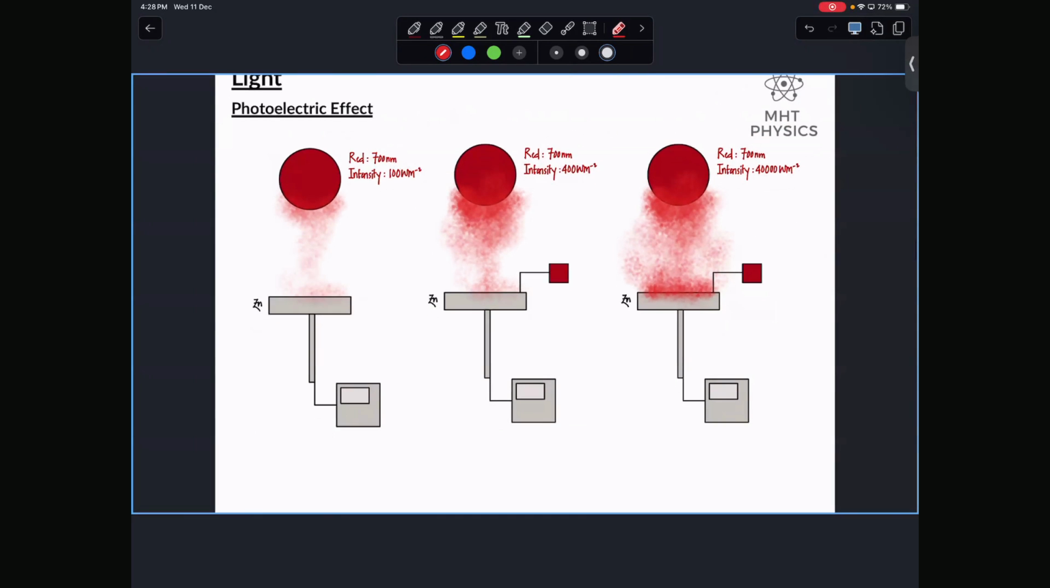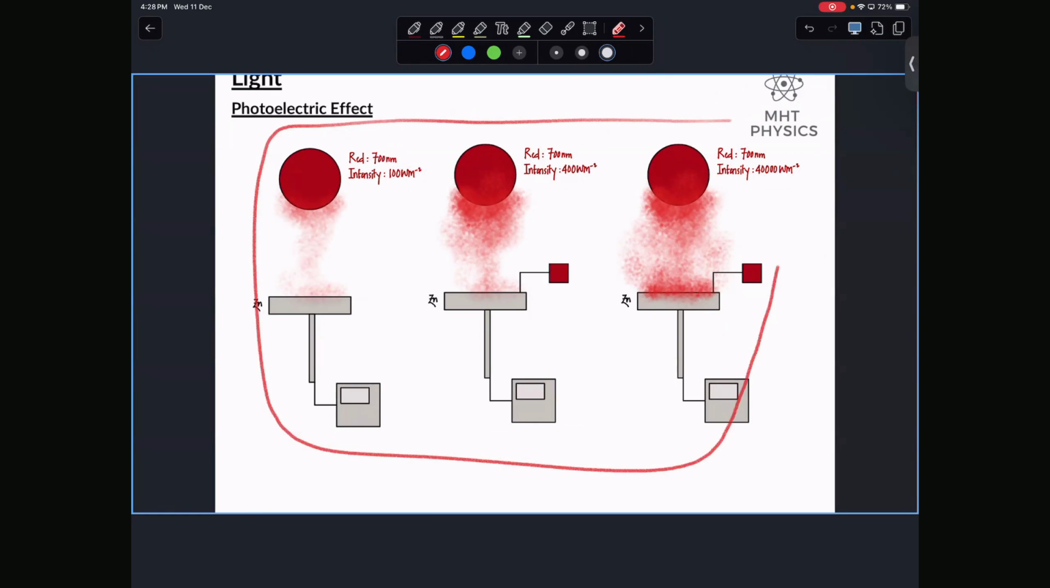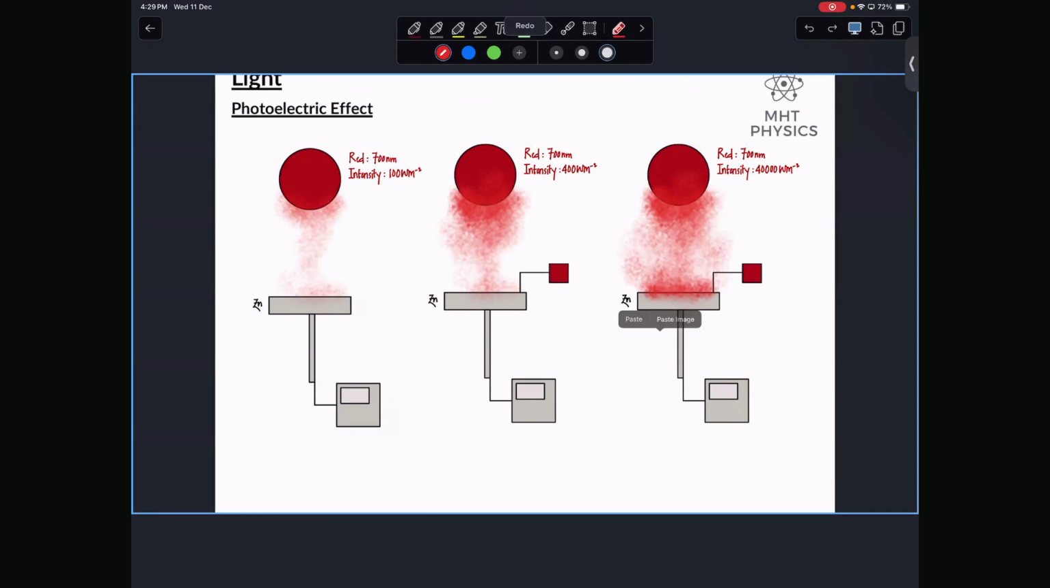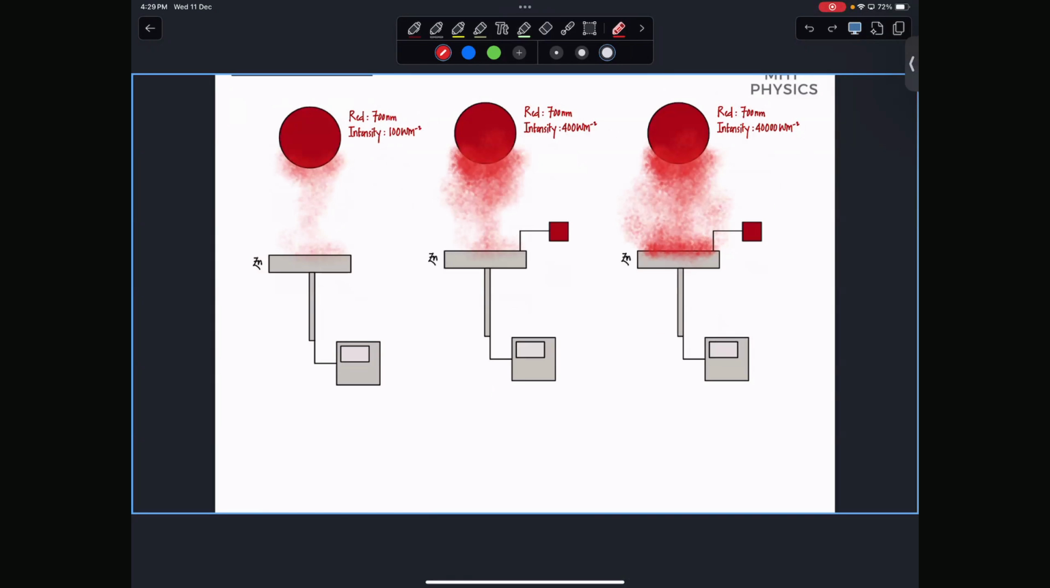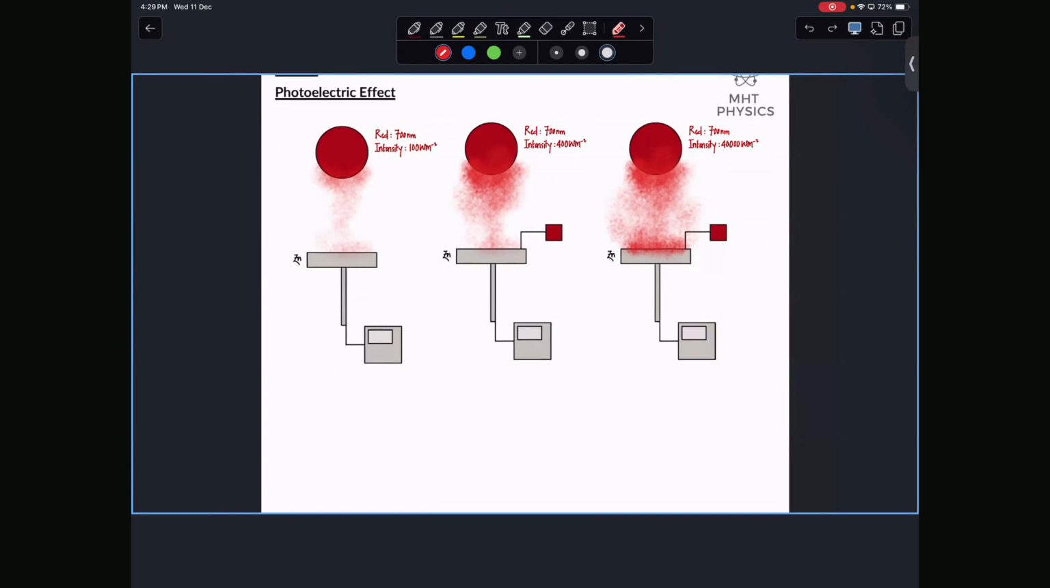So so far, let's just establish one thing: it's not working. We cannot get emission here using light. Are you with me so far? Okay, now I'll take her advice. So she wants to change the color of the lamp, right? What happens when the color changes?